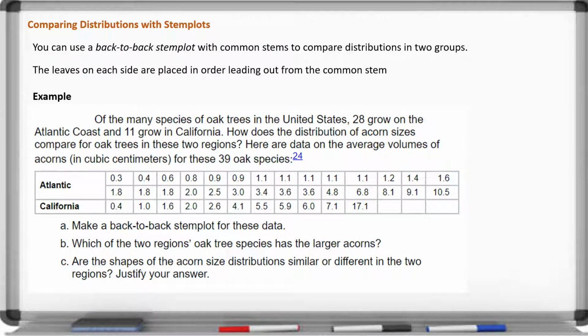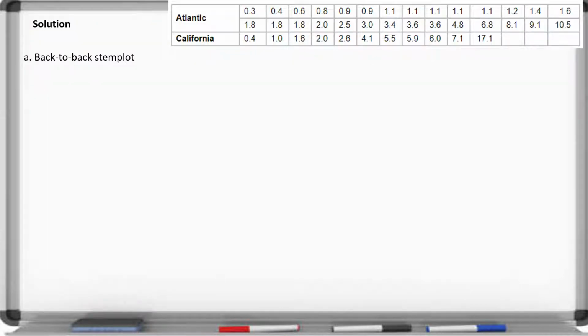So, of the many species of oak trees in the United States, 28 grow on the Atlantic coast and 11 grow in California. How does the distribution of acorn sizes compare for oak trees in these two regions? Here are the data on the average volumes of acorns in cubic centimeters for these 39 oak species. So part A wants us to make the back-to-back stem plot. So I'm going to go ahead and put the table on the top right so we can reference it.